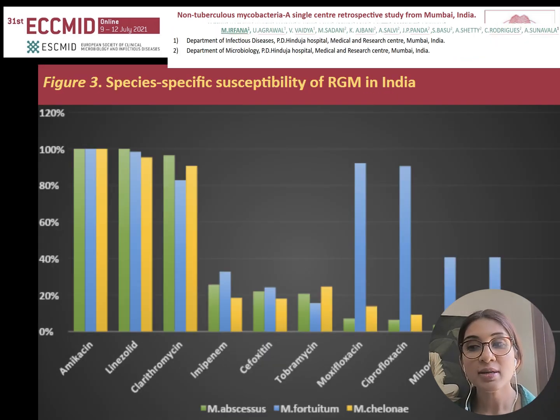Is there any difference in the susceptibilities among the various species of the rapidly growing mycobacteria? Yes, M. abscessus, fortuitum, as well as chelonae have differential susceptibilities. For amikacin, linezolid, and clarithromycin, the susceptibilities are almost similar, but for moxifloxacin as well as ciprofloxacin, Mycobacterium abscessus as well as chelonae have very low susceptibility, and it's only fortuitum which may be susceptible. So moxifloxacin and ciprofloxacin can be used for the treatment of fortuitum, but may not be good options for treating abscessus and chelonae, and these then become much more life-threatening infections.